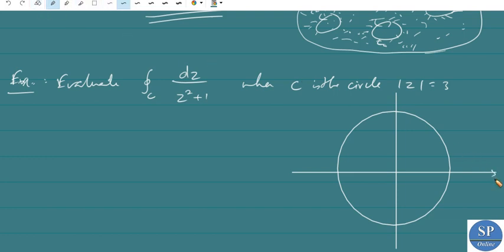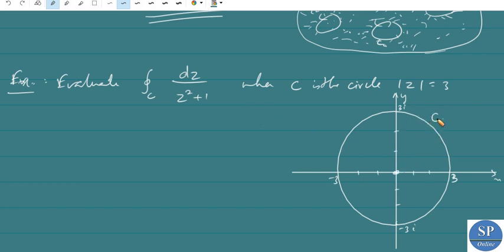So this is the real part and this is the imaginary part. So this is the center 0, mod z minus 0 equal to 3. That is the radius 3. So this point will be 3i. This point will be 3, that is z equal to 3. This is minus 3i, and this is minus 3. Okay, so this is the circle C.